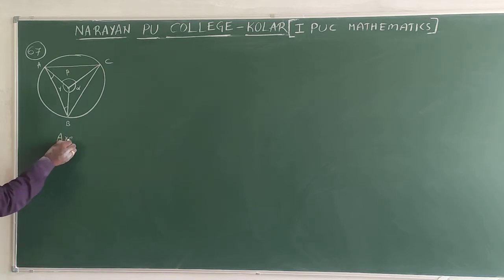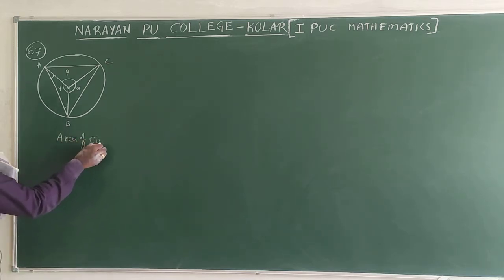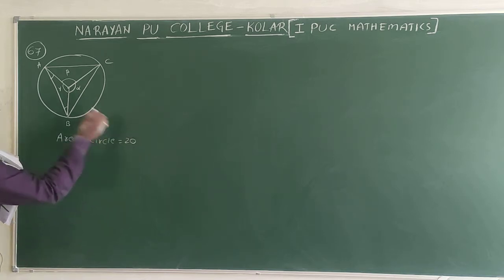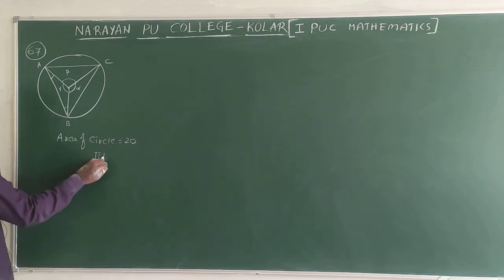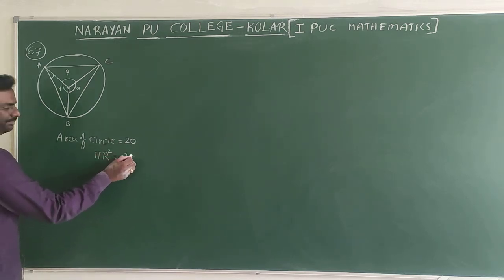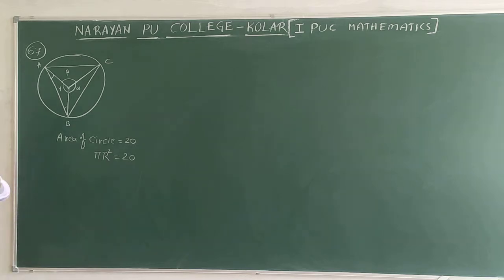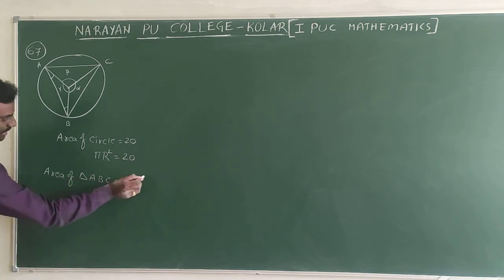Okay, now the area of the circle is 20. Area of circle formula is pi r square, but here I am taking r as the circumradius, that is capital R. Pi R square equals 20. Next, triangle ABC is inscribed in a circle and has area 8. Now here, area of triangle ABC is equal to 8.